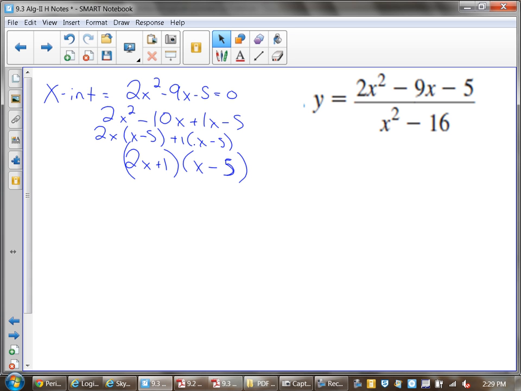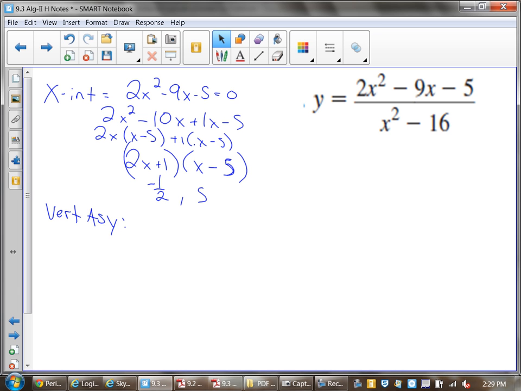So your zeros then are located at negative 1/2 and 5. Good. So I know my zeros are located at negative 1/2 and 5. Will I have zeros in my denominator for this case? Probably not.